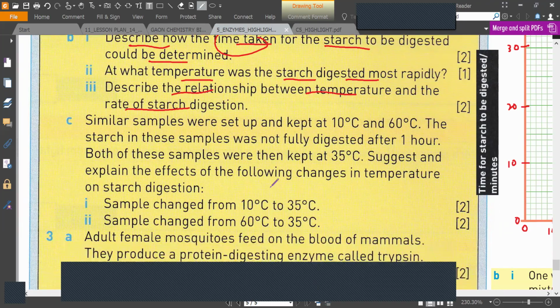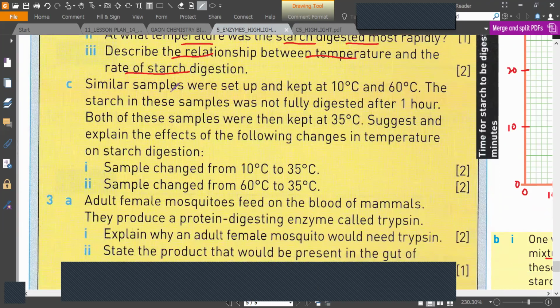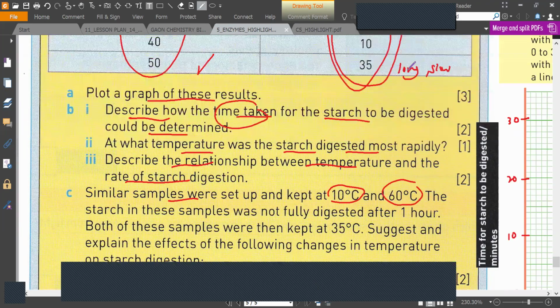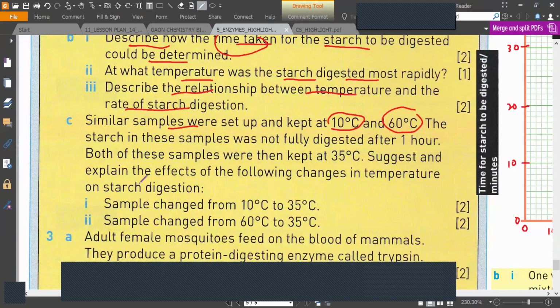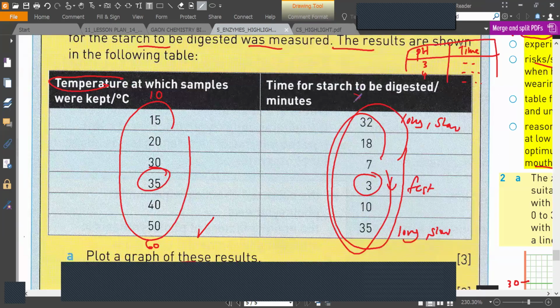Next, similar samples were set up and kept at 10 degrees and 60 degrees Celsius. So now we add another 10 and 60. What happened? It was not fully digested after 1 hour, so this one is more than 1 hour, more than 1 hour.